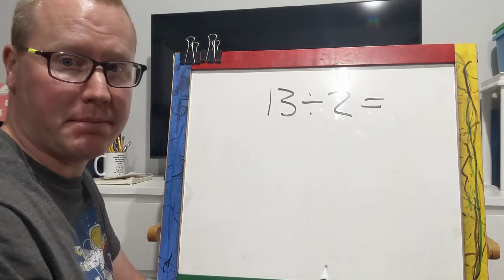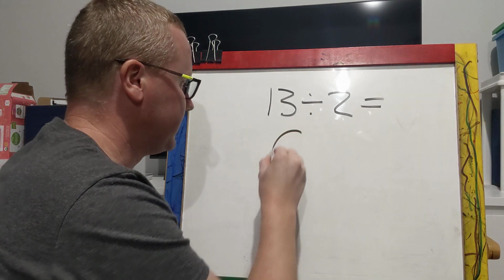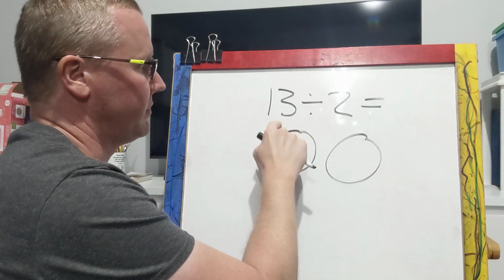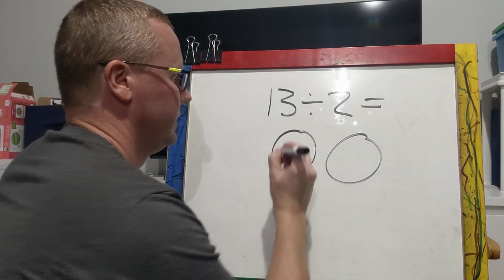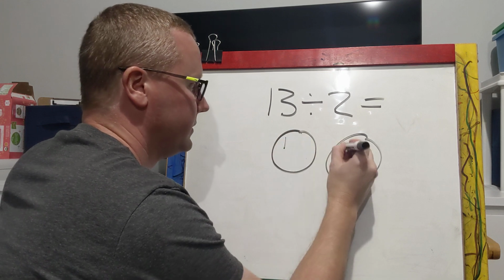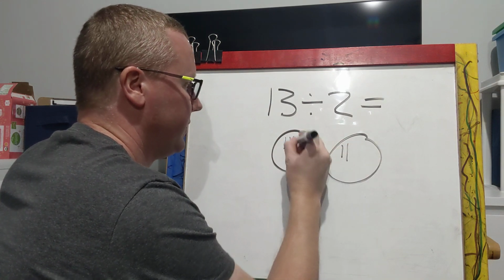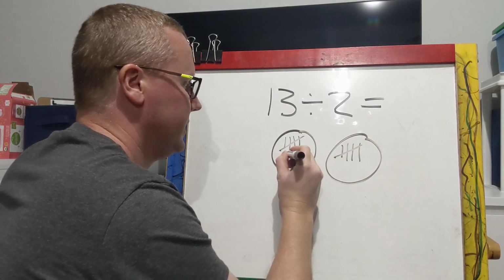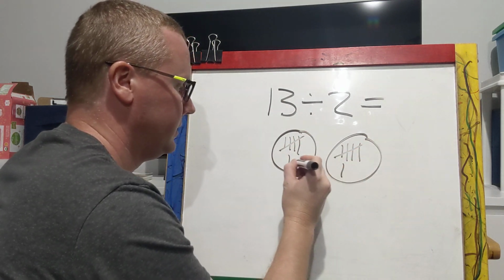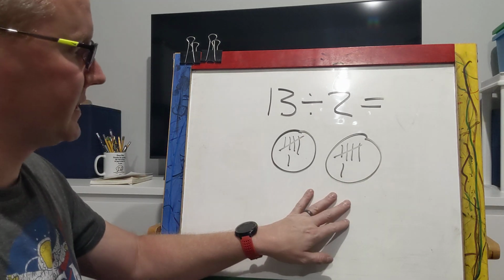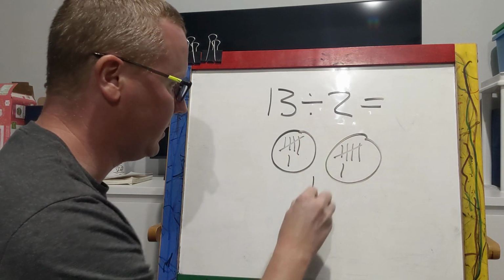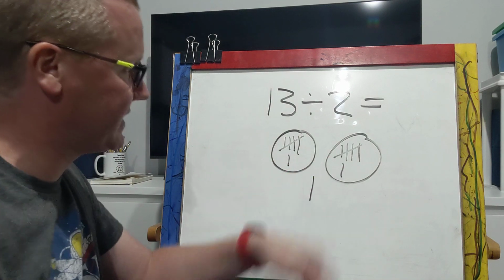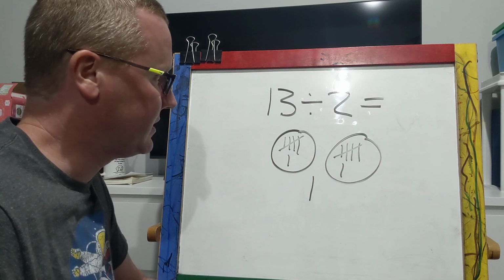I'm going to use the same methods we did last time. So I have my 2 groups, because I'm putting my 13 into 2 groups, and I'm going to start counting them. 1, 2, 3, 4, 5, 6, 7, 8, 9, 10, 11, 12. Well, I have to make my groups even. So I have this extra 1 that I can't chop in half. So I have this extra 1 that's sitting outside.